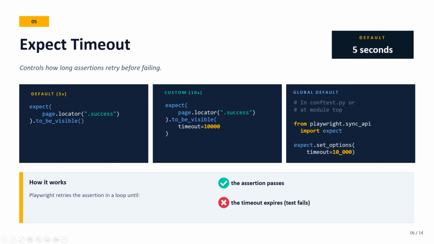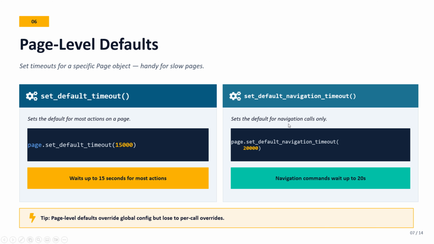Okay. Now there are some page level defaults. Let's talk about those now. Basically, you can set the timeouts for a specific page object. So it's really handy for slow pages. So set default timeout, then set default navigation timeout. Now, set default timeout sets the default for most actions on the page. So most actions, not a specific action. We're talking about actions. So page.set_default_timeout 15. You can define it this way. So it will wait up to 15 seconds for most actions.